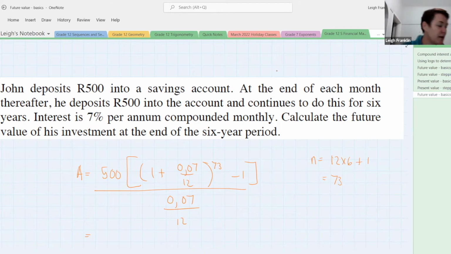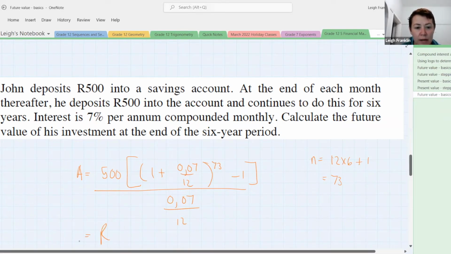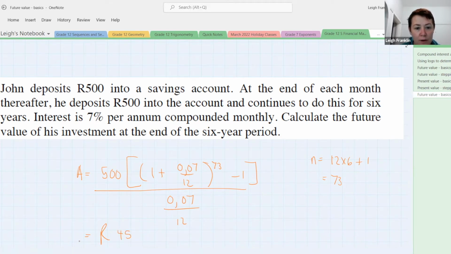Okay, what are you guys getting as an answer? There we go. Lovely. Well done. All right, that's really nice. Good job. Well done, everybody. So 45340 and 52 cents. Good job.